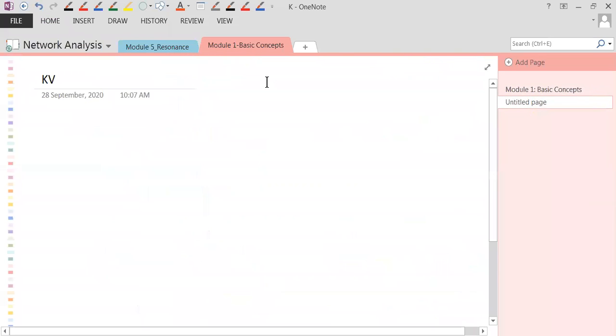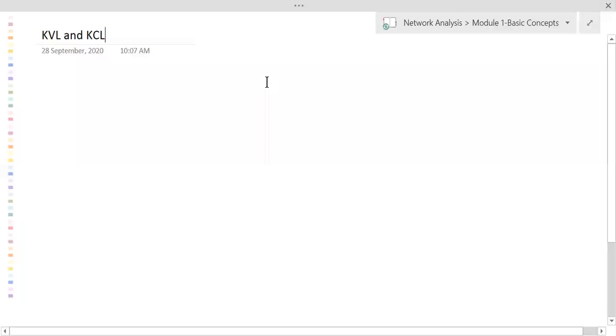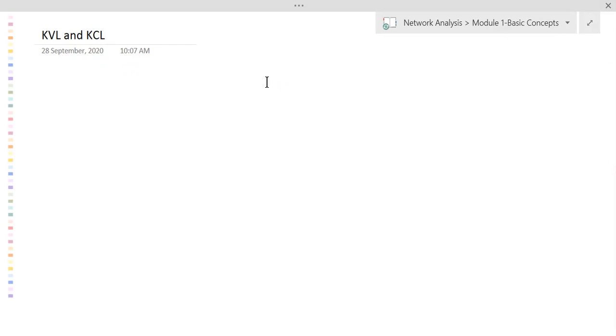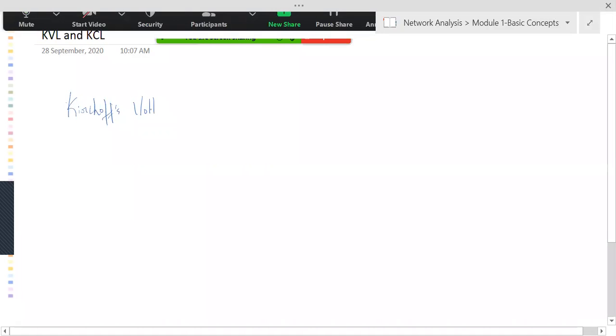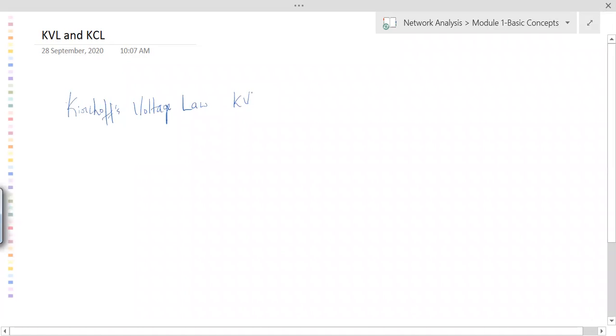That is KVL and KCL. What is KVL and KCL? They are Kirchoff's voltage law and Kirchoff's current law. Understand that? So let's learn this now. Now, everybody just look at this. Let's go with Kirchoff's voltage law, which is called as KVL.